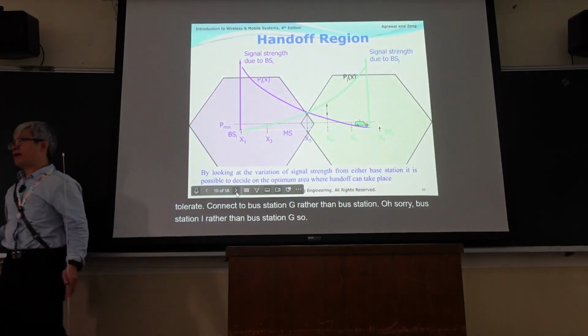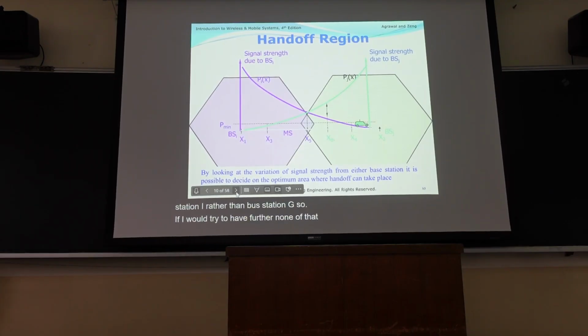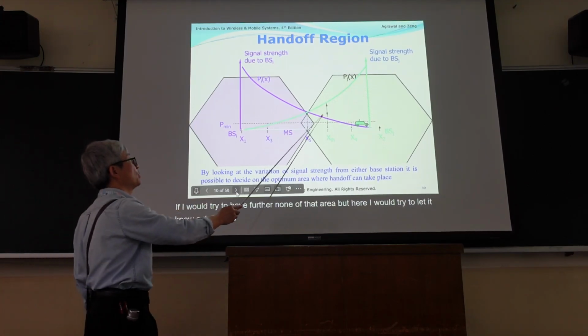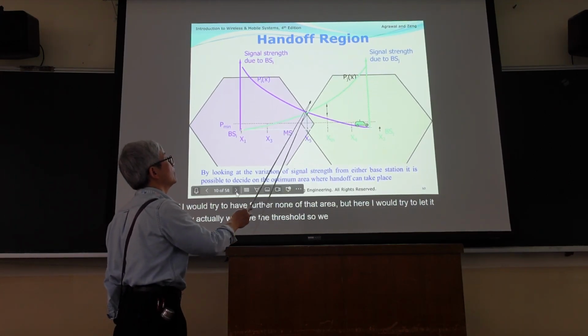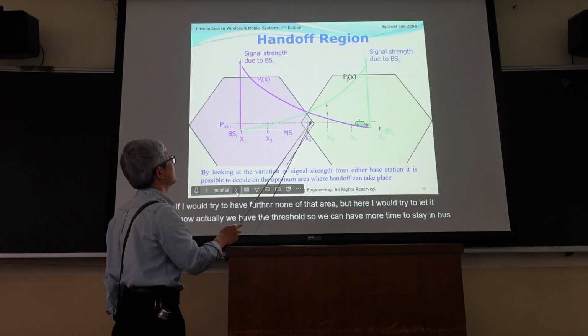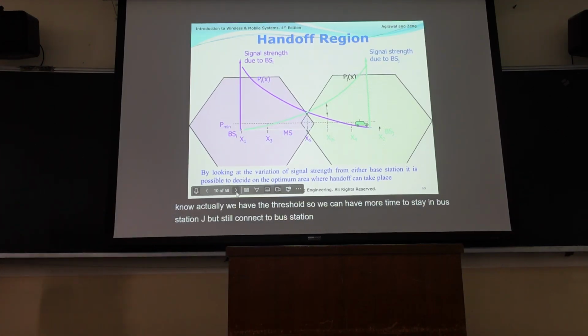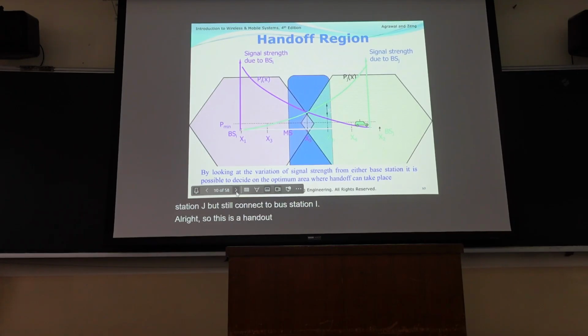So in fact we try to have the area, but here we try to have none. Actually, we have the threshold, so we can have more time in base station J, but still connect to base station I. Alright, so this is how to avoid the effect called the ping-pong effect.